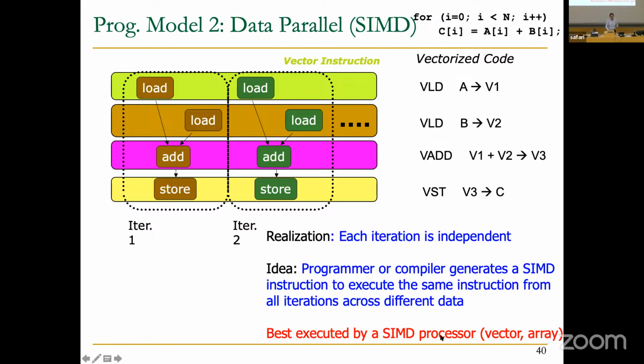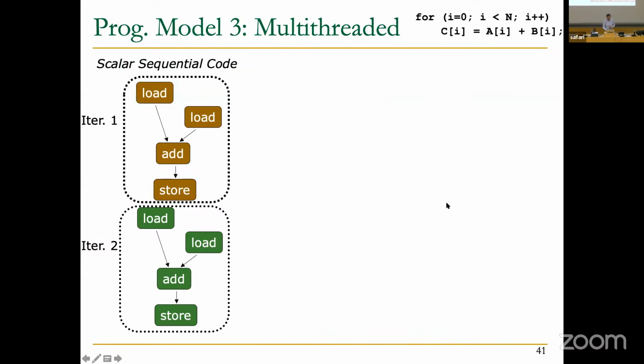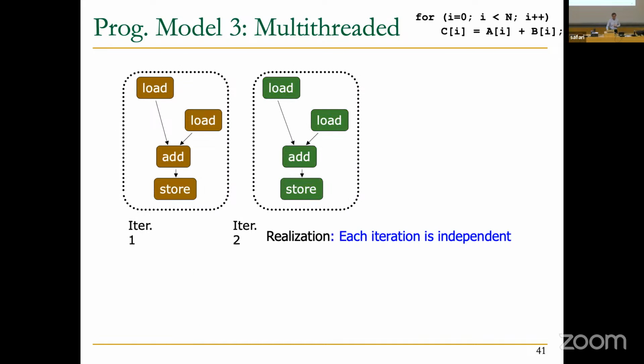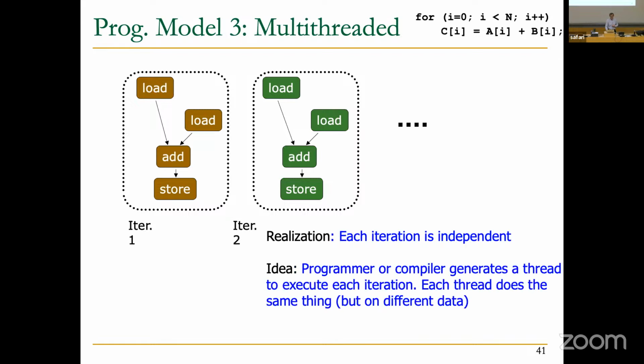So this is best executed by a SIMD processor, a vector and array, and we've seen that. We've seen that you actually have only 4 instructions over here. Beautiful. Now, the same code, you can execute it as multi-threaded. Basically, each iteration is independent again. We're going to take advantage of that, and we're going to say different iterations are executed by different threads, right?